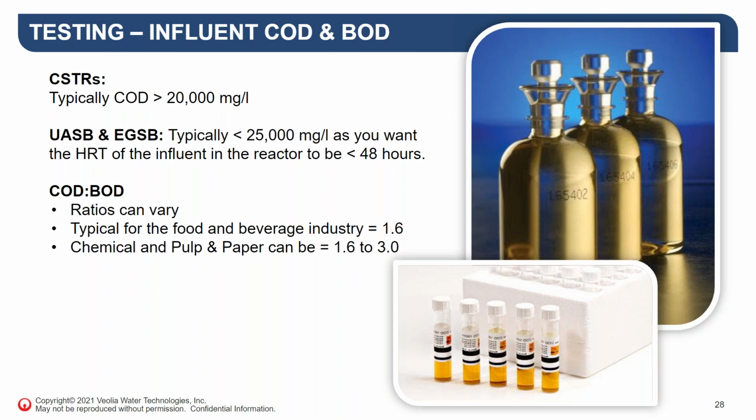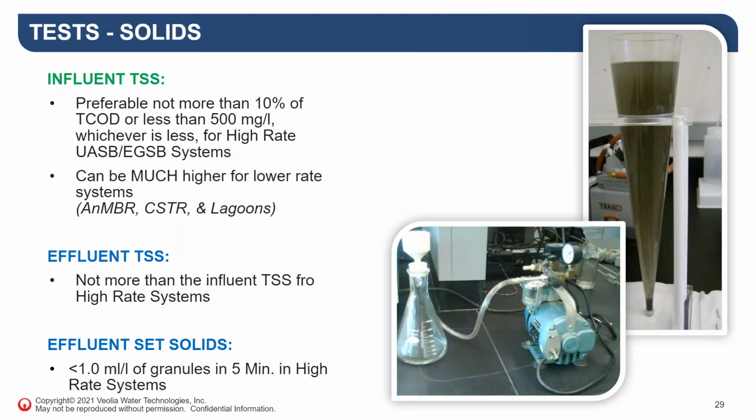Now, the COD to BOD ratios can vary, and it's going to vary depending on the type of wastewater you have. As a rule of thumb, in the food and beverage industry, that ratio is 1.6 COD to BOD. For other industries, chemical, pulp and paper, it can be anywhere from 1.6 to 3.0, depending on what the composition is of the wastewater.